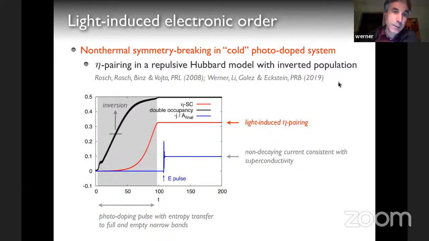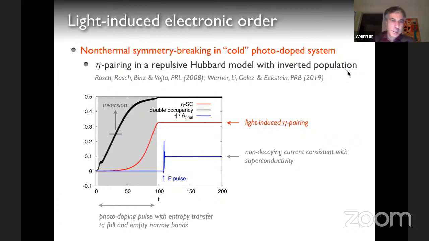We can also use this trick to realize completely non-thermal symmetry breakings, such as the eta pairing state in the strongly repulsive Hubbard model. This is a superconducting state with a staggered order parameter, which does not exist in equilibrium states, but it has been predicted to exist in strongly repulsive Hubbard models with a strongly inverted population.